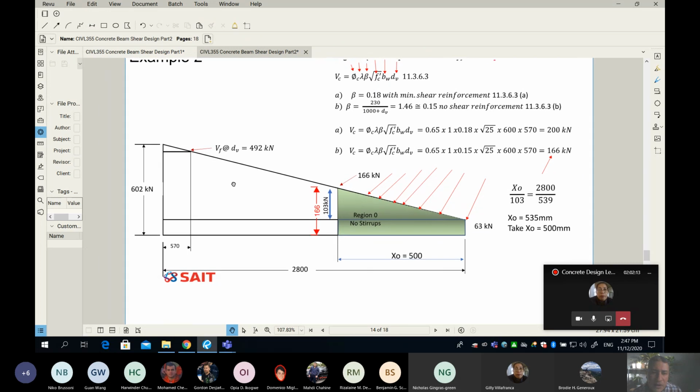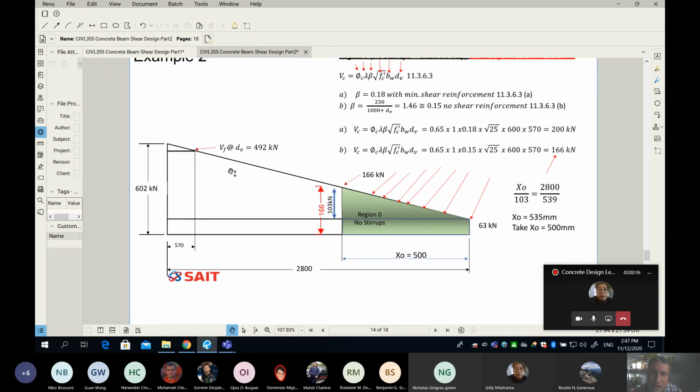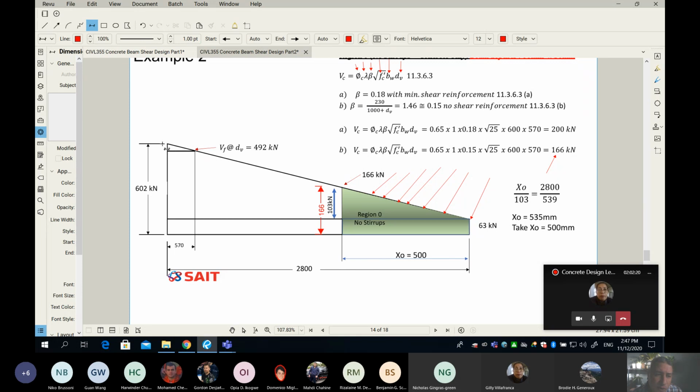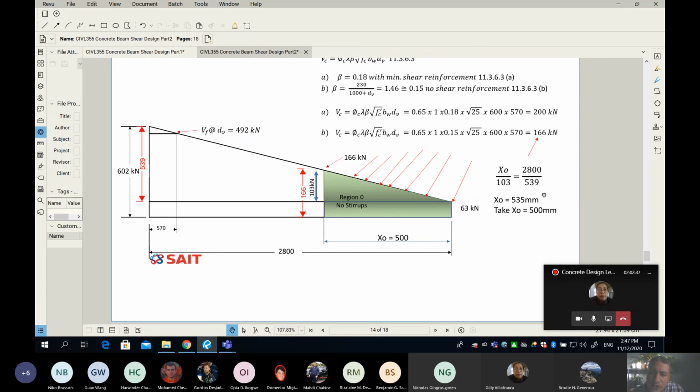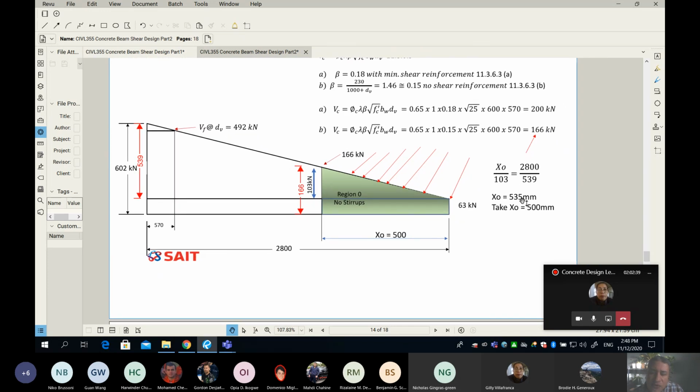And remember, guys, please don't use 602. That's a mistake, because we're talking about triangles, which means it has to be from here down to here. Please don't include this 63. So this number is 539. Why 539? Because it's 602 minus 63. And remember, we have two similar triangles. And finally, x0 is equal to 535.